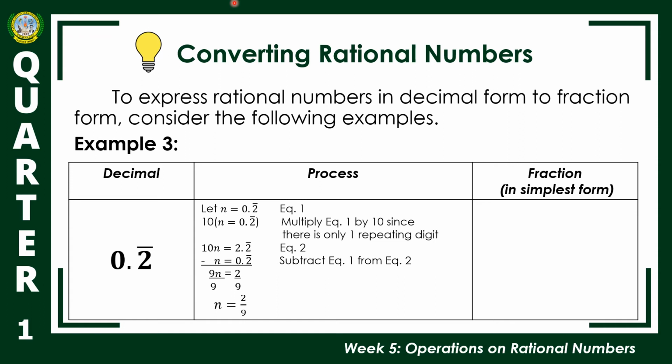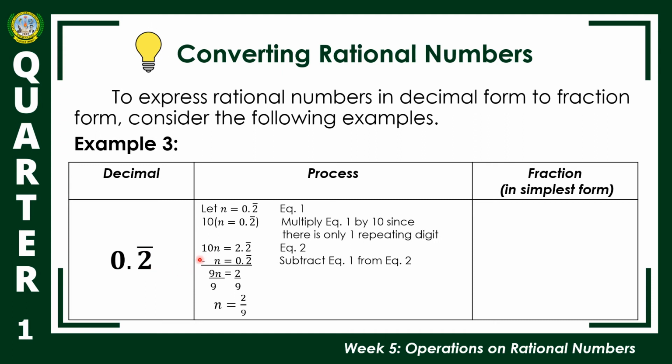I-explain ko na lang. First po is we let n be the number, the given number. So, let n equal 0.2 bar. And then, ang gagawin natin, i-multiply natin yung buong equation into a power of 10. Okay? So, para malaman natin kung saan natin siya i-multiply, so, ang mga powers of 10 kasi ay 10, 100, 1,000, 10,000, and so on. So, para malaman natin kung saan ba natin i-multiply, bibilangin nyo ilan ba yung digit na nauulit. Okay? So, yung digit na nauulit po ay isa. Okay? Ayan, isa lang siya.